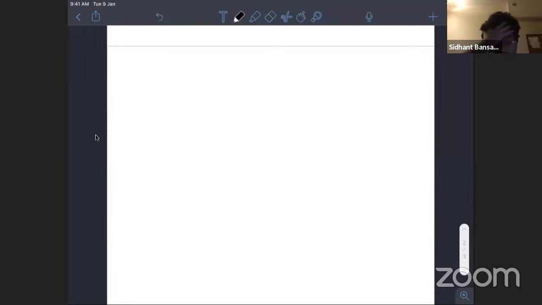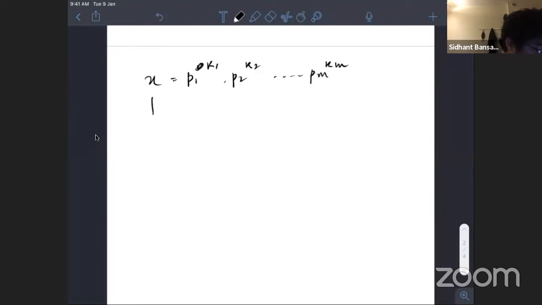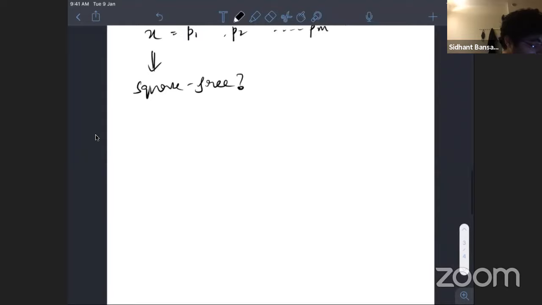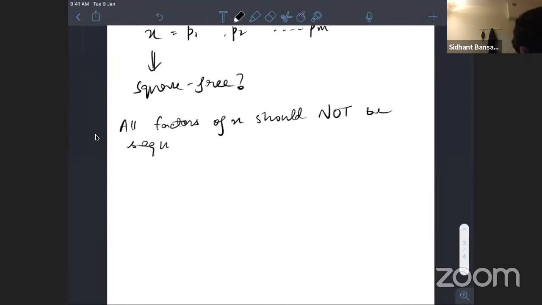Okay, so the next question was, is a number square free or not, right? So you have this number x, let's say, and its prime factorization is again p1 to the k1 times p2 to the k2 times ... pm to the km, right? And you wanted to identify whether x is square free or not, right? And what was the definition of square free? That all factors of x should not be squares.